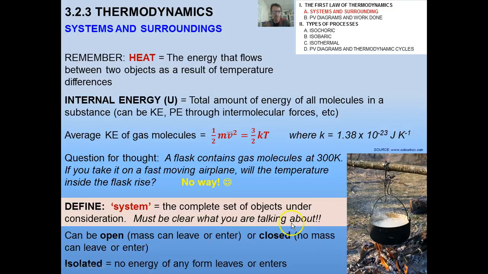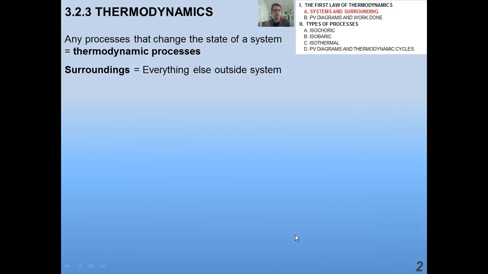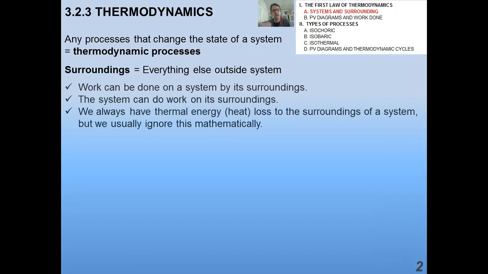Now, the system can be open or closed. If it's open, mass can leave or enter. If it's closed, no mass can leave or enter. If it's isolated, then nothing of any form leaves or enters at all. Any process that changes the state of a system is called a thermodynamic process. The surroundings would be everything else outside of the system.